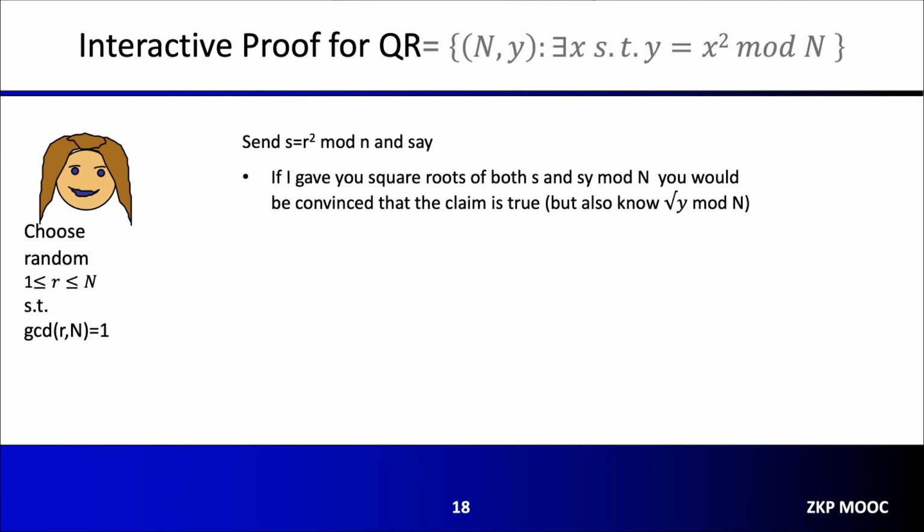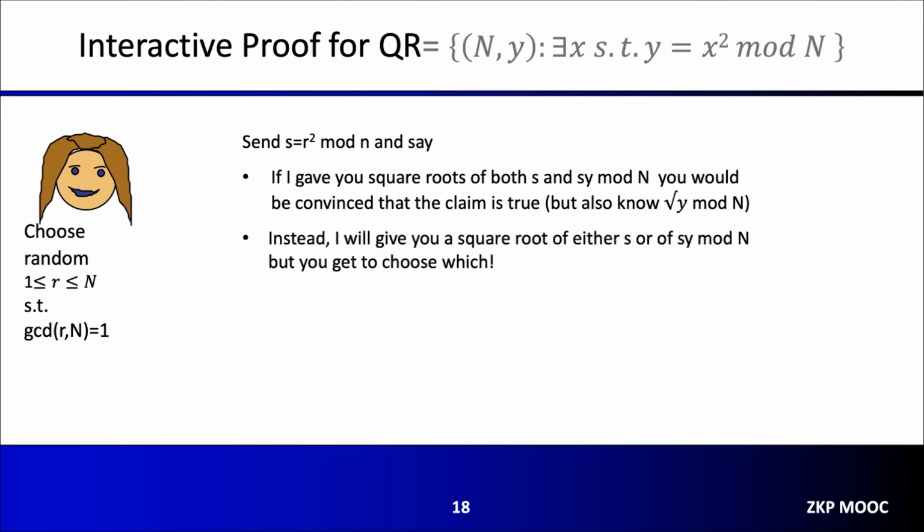But I want to convince you that I could have given you both square roots. And the way I convince you is I tell you, you get to choose. You can choose to get a square root of s or a square root of s times y, your choice. And I will be able to answer either question, but I'm only going to answer one.